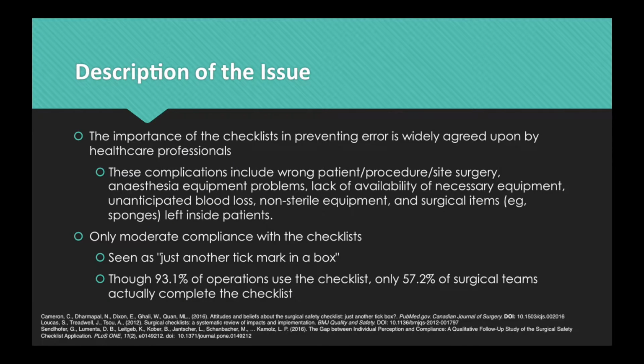The importance of the checklist in preventing error is widely agreed upon by healthcare professionals. These complications include wrong patient, procedure, or the site of the surgery, anesthesia equipment problems, lack of availability of the necessary equipment, unanticipated blood loss, non-sterile equipment, and surgical items, like sponges, left inside of patients.